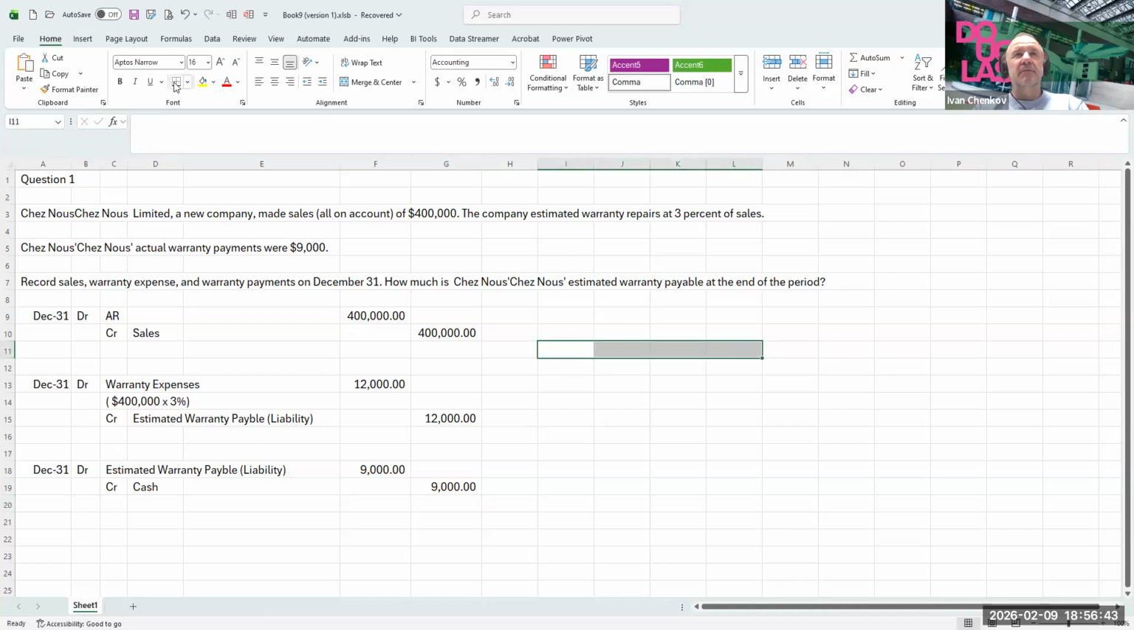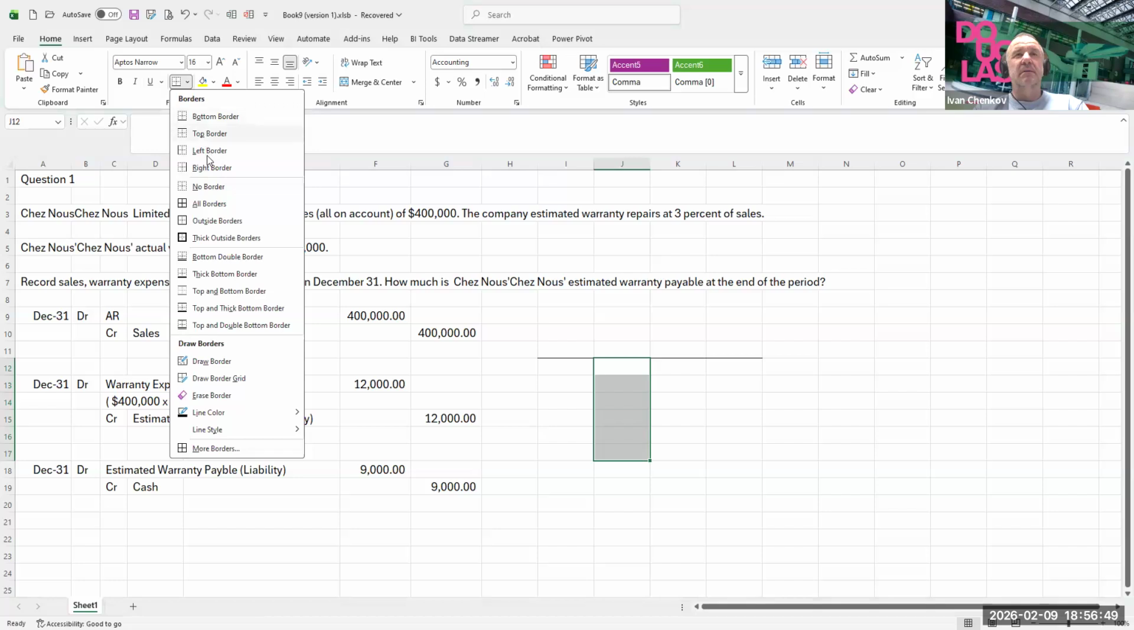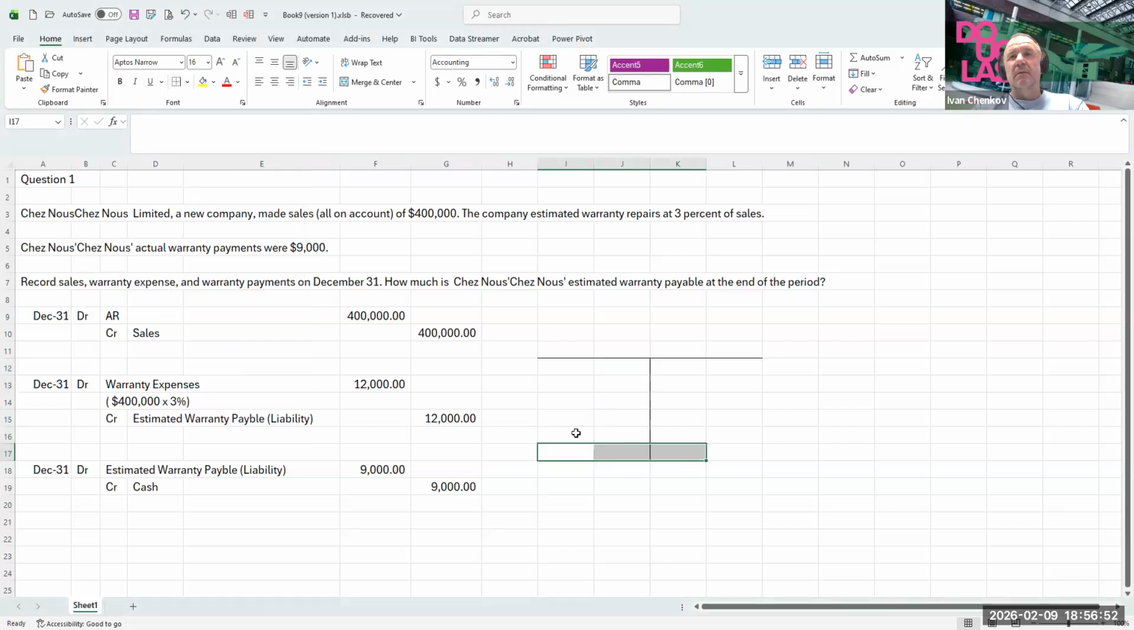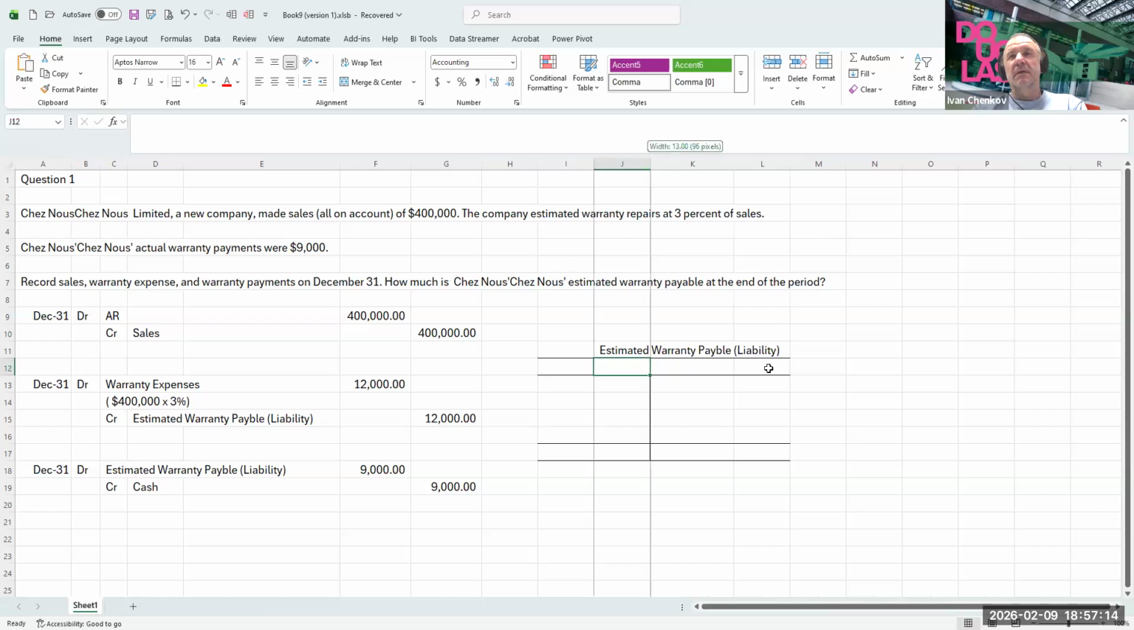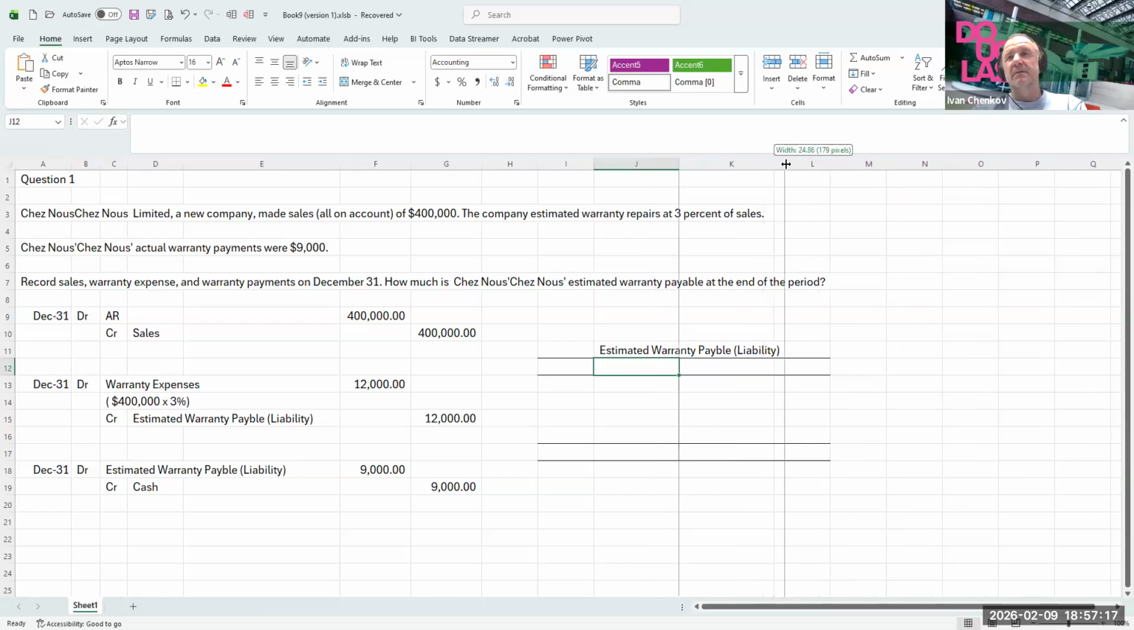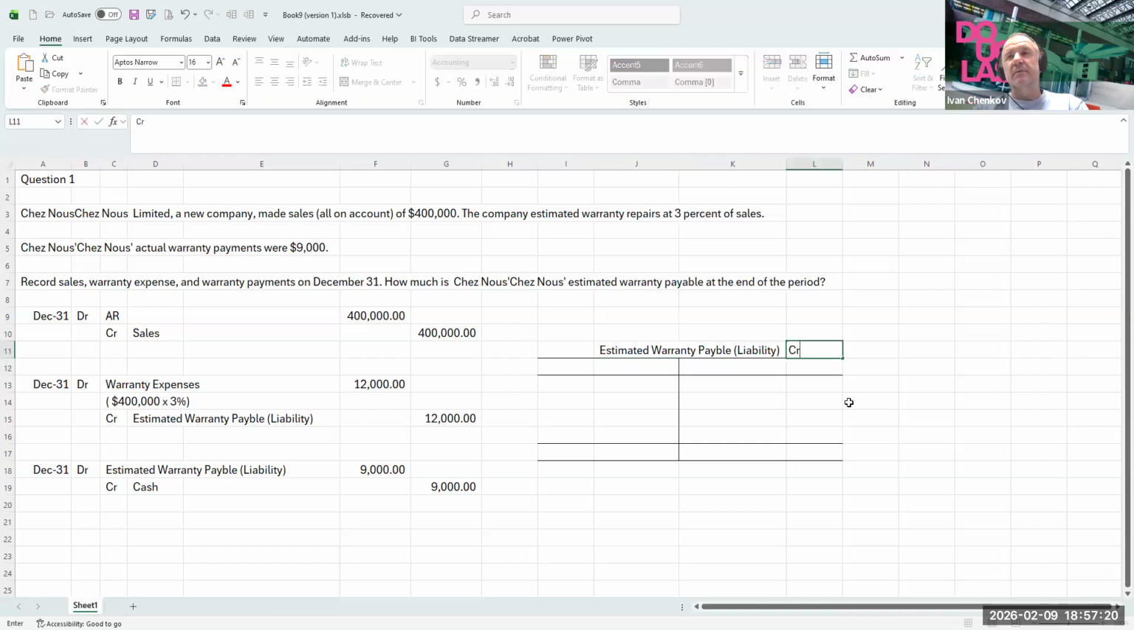Now, the question is, what's the balance of the warranty payable account? In order to see the balance, we have to draw a T account here, which is going to have a beginning balance and an ending balance. Now it's a liability account. Be careful with that. Once it's a liability account, we already know that liability accounts always have normal credit balances. That will be credit on this side. Debit will be on this side.